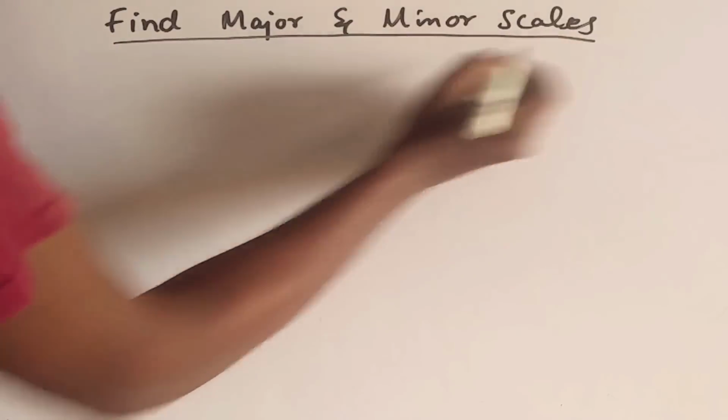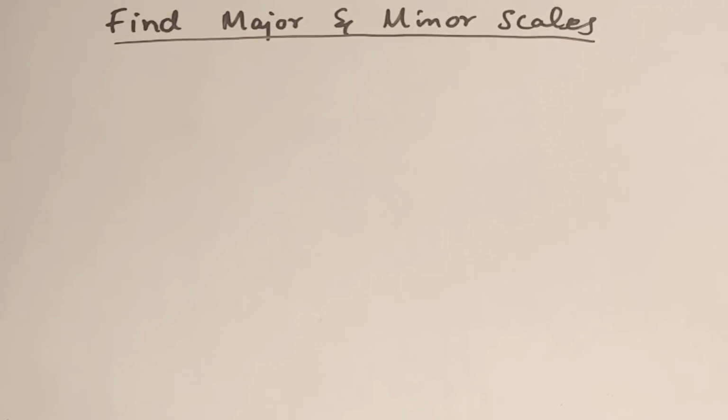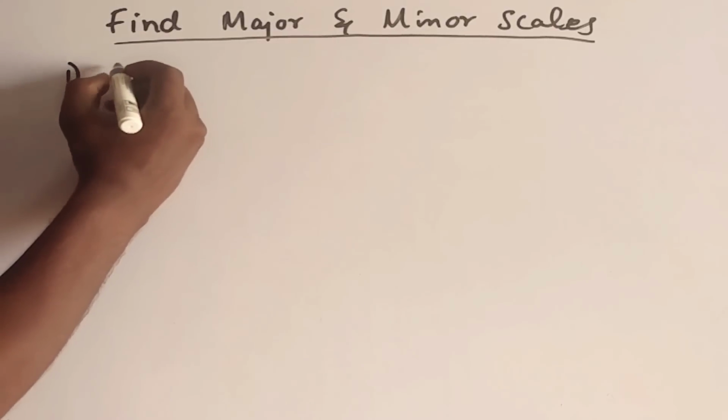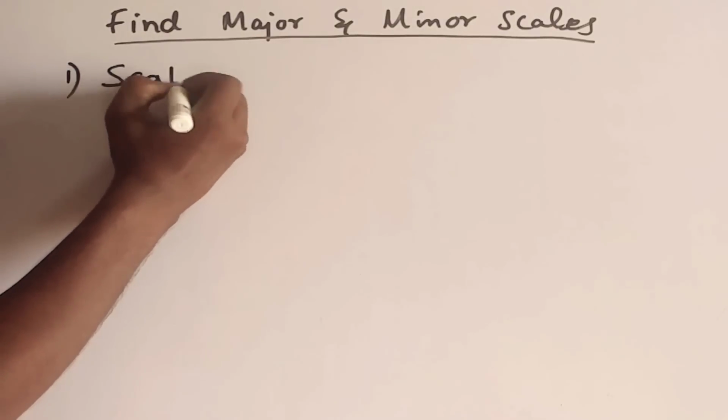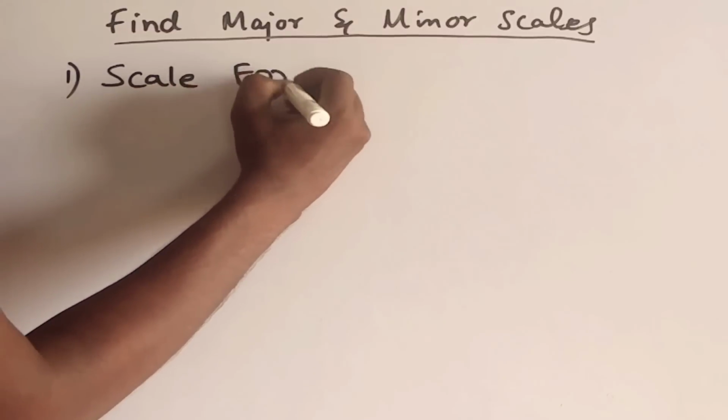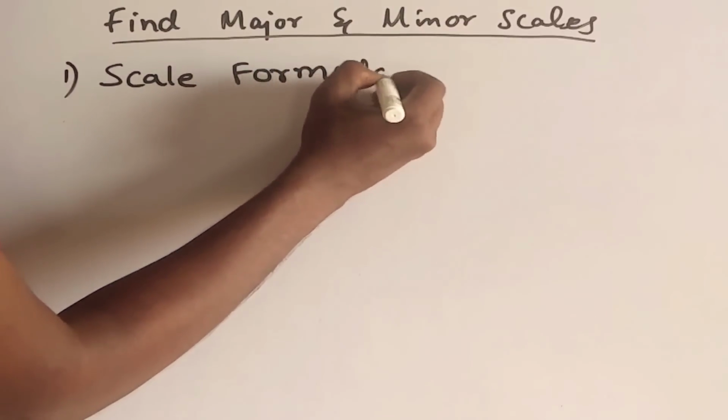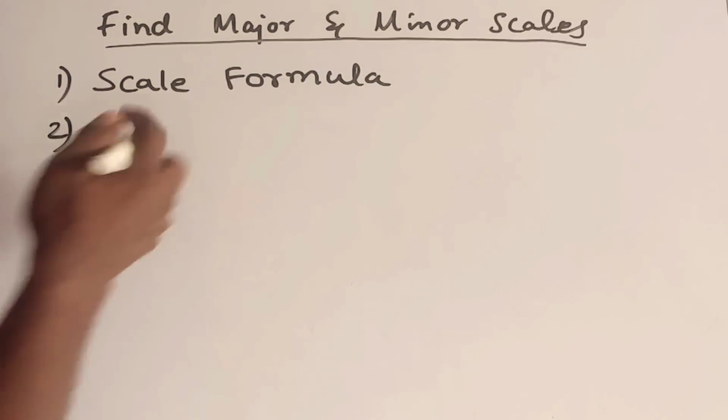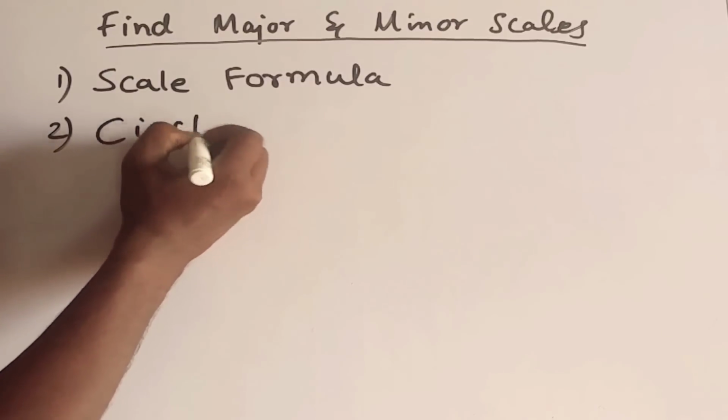Hi everybody, today we're going to learn how to find the major and the minor scale. To achieve this, we're going to try two methods. One is the scale formula, and the second is using the circle of fifths and fourths.